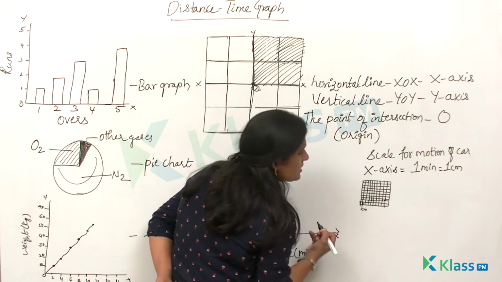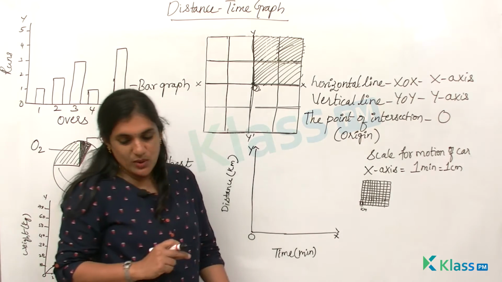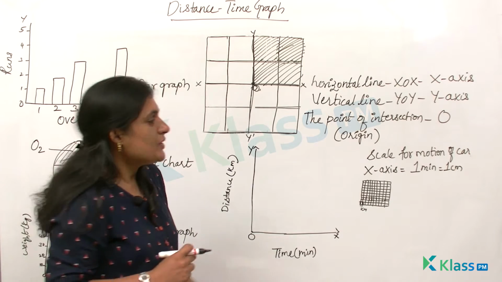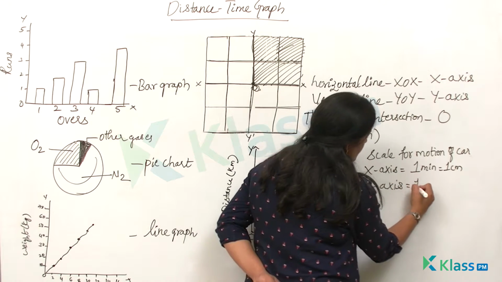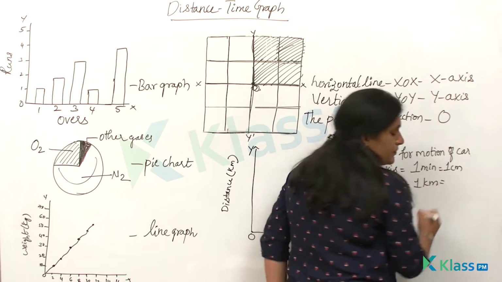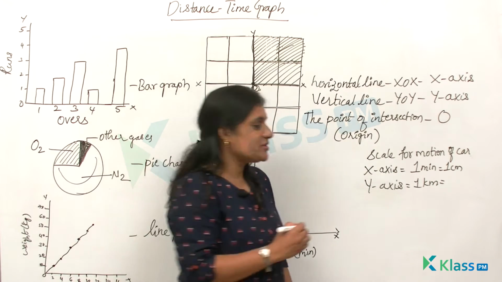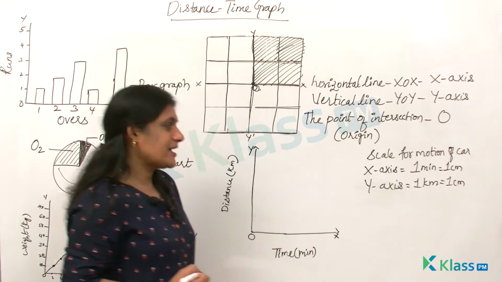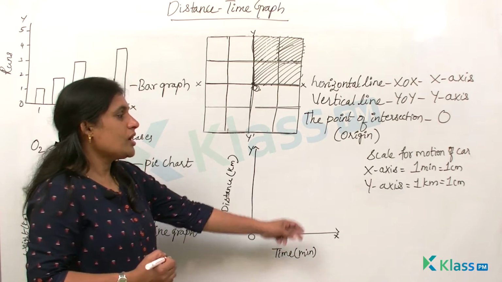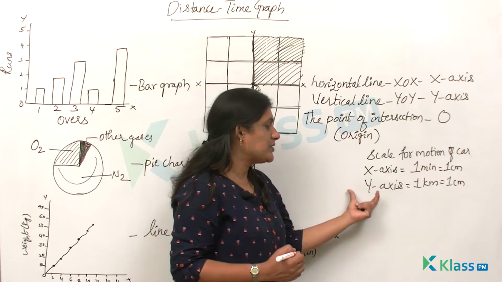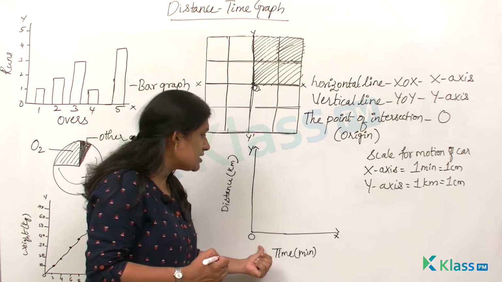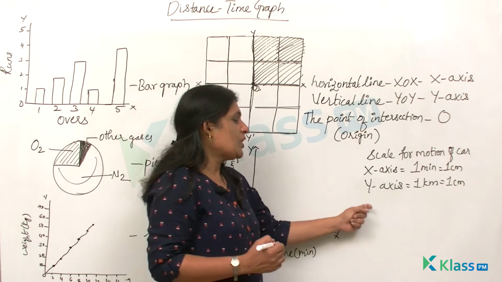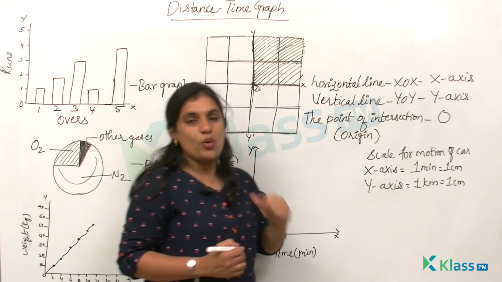So you're taking 1 centimeter per 1 minute on the x-axis. Then on the y-axis, 1 kilometer is equal to 1 centimeter again. You see that the scale is almost every time equal on x-axis and y-axis. So now the scale for the motion of the car: x-axis, 1 minute is equal to 1 centimeter, and y-axis, 1 kilometer is equal to 1 centimeter.